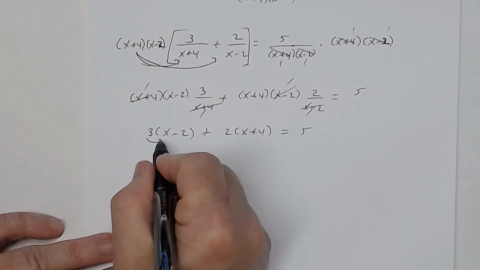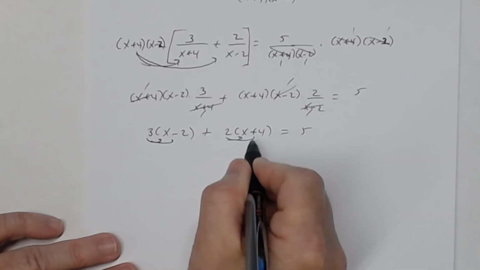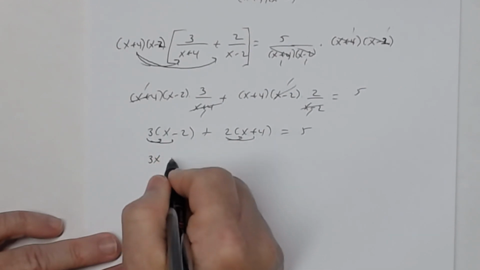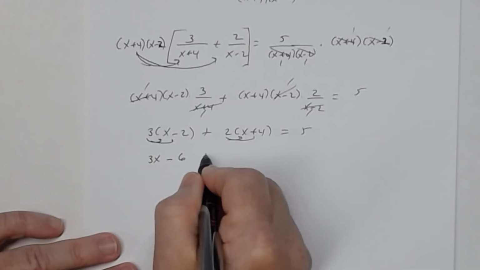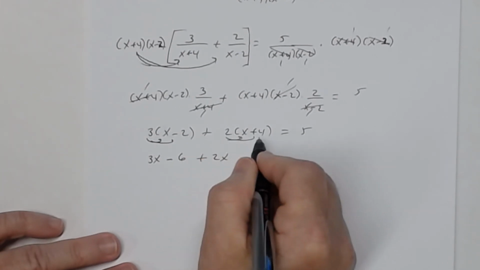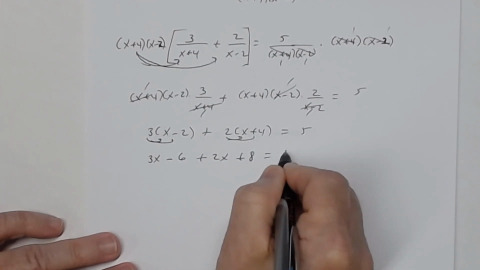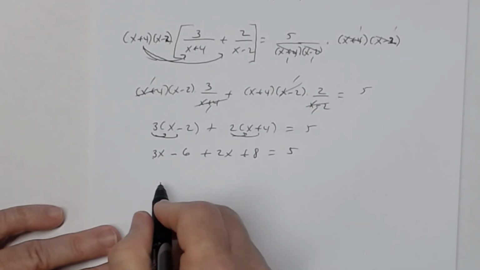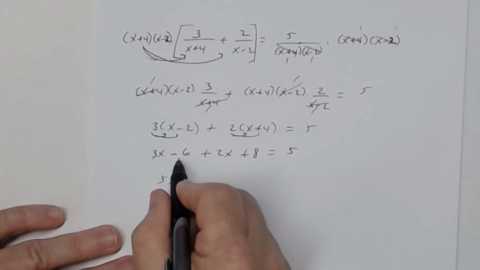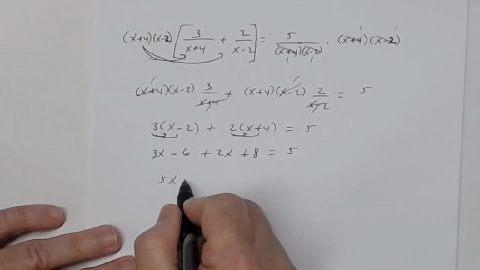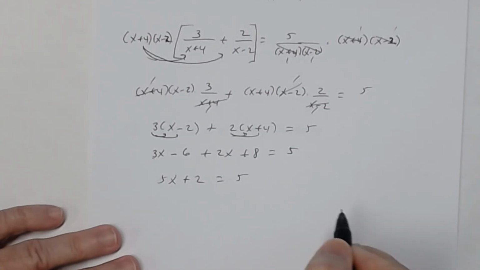So to solve this linear equation, we're going to distribute. We use the distributive property first. So 3 times x is 3x. 3 times a negative 2 is a negative 6. Positive 2 times x is 2x. And then positive 2 times 4 is a positive 8, equal 5. Combining like terms, 3x plus 2x is 5x. A negative 6 and a positive 8 is a positive 2, equal 5.